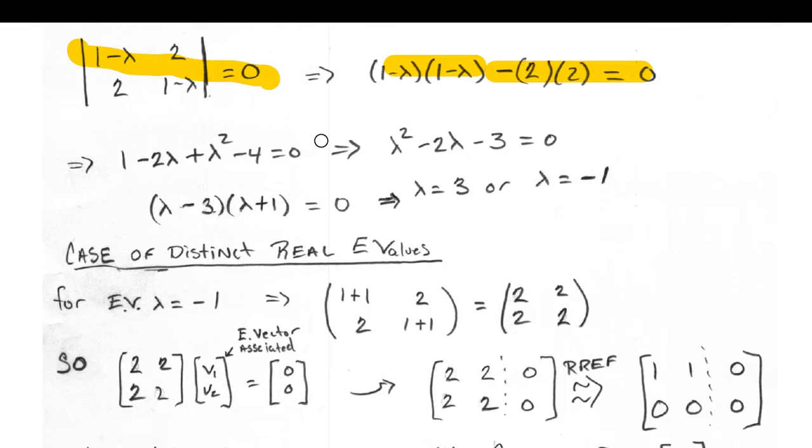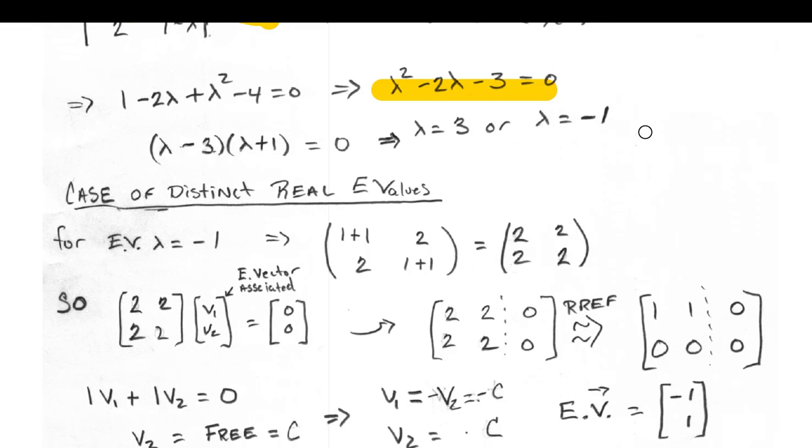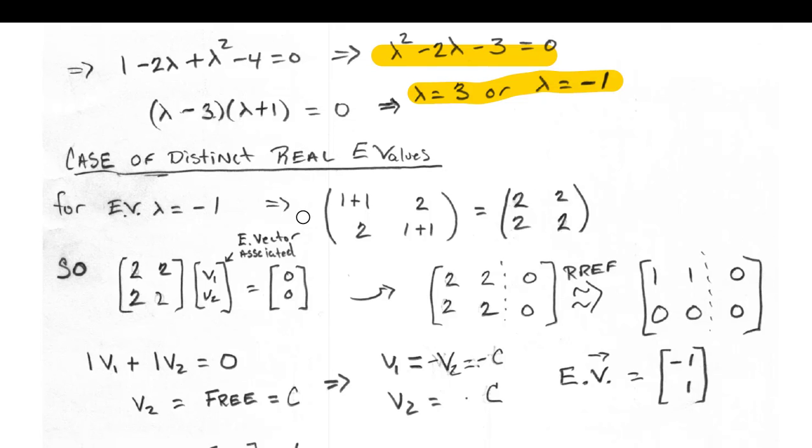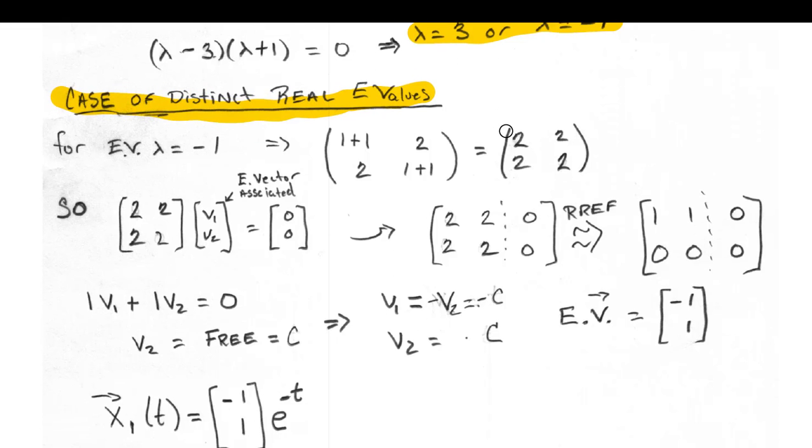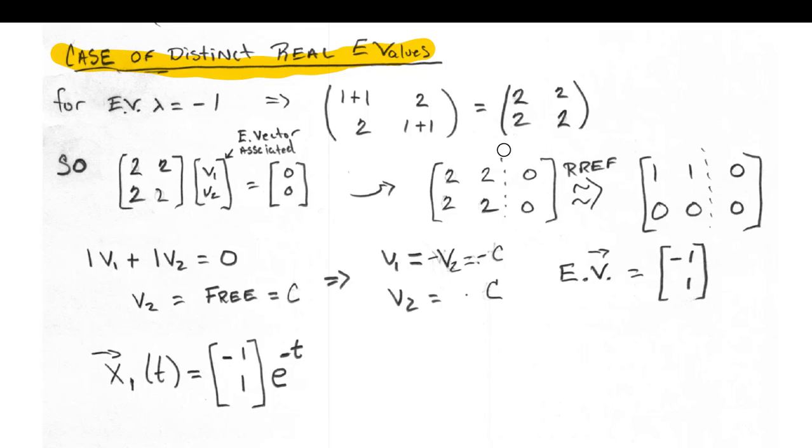When I simplify the algebra, I get lambda squared minus 2 lambda minus 3 equals 0. I factor and find that lambda is equal to 3 or lambda is equal to minus 1. This is the case where you have distinct real eigenvalues. They are distinct, they're different, and they are real eigenvalues. So on each separate eigenvalue, I then perform the following.